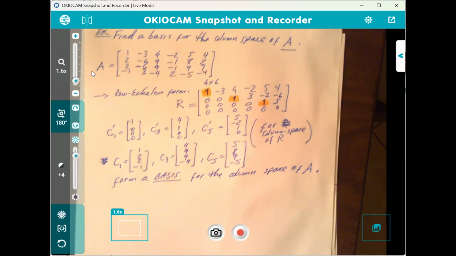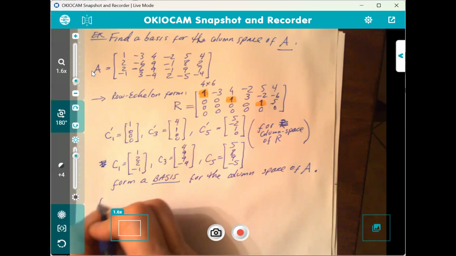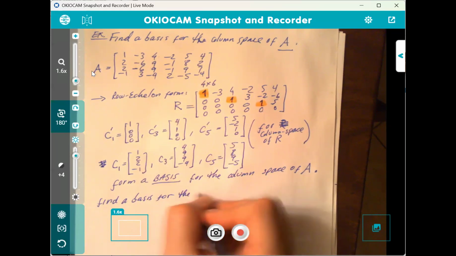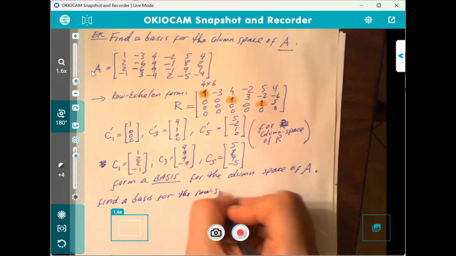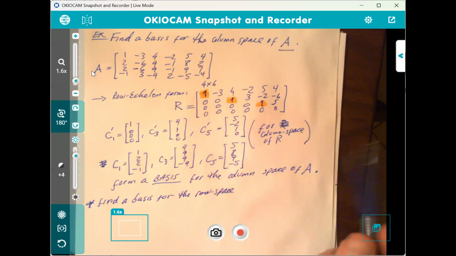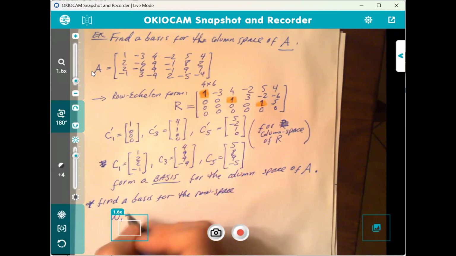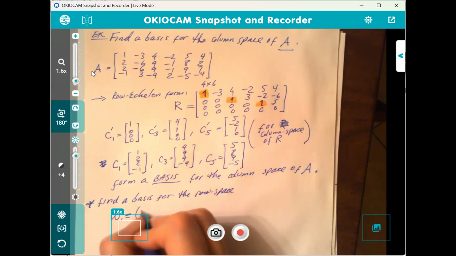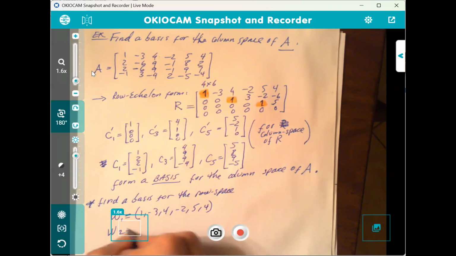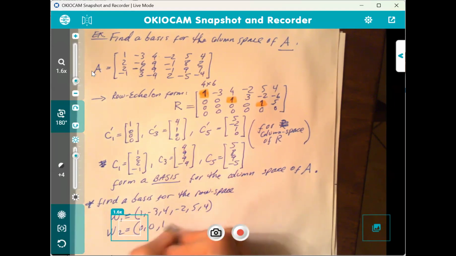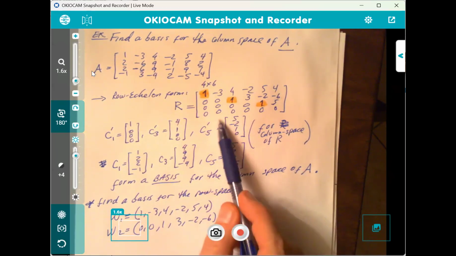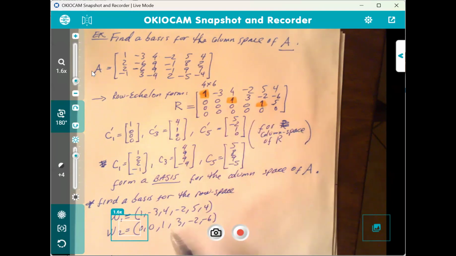What about, let's say we want to find a basis for the row space. To find the basis for the row space, you look at just the rows that have leading ones. Let's say W1 is the first row: 1, negative 3, 4, negative 2, 5, 4. W2 is 0, 0, 1, 3, negative 2, negative 6. That's the second row of this matrix. And the third row, we got 0, 0, 0, 0, 1, 5.